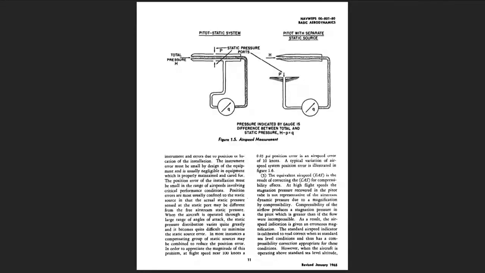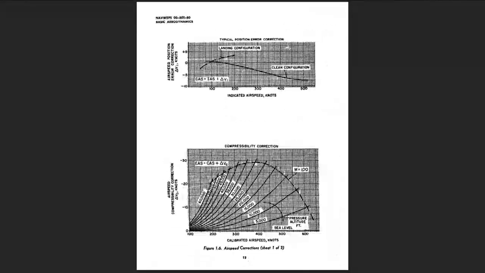When the aircraft is operated through a large range of angles of attack, the static pressure distribution varies quite greatly, and it becomes quite difficult to minimize the static source error. In most instances, a compensating group of static sources may be combined to reduce the position error. In order to appreciate the magnitude of this problem, at flight speed near 100 knots, a 0.05 psi position error is an airspeed error of 10 knots. A typical variation of airspeed system position error is illustrated in figure 1.6.